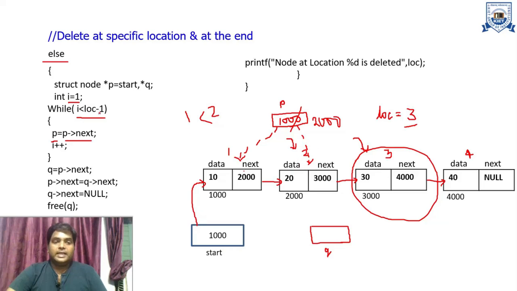Now again we check. The value of i will be increased. Now i is equal to 2. So 2 is less than 2? No, the condition is false. So if the condition is false, then this while loop terminates. Now we will move towards the next one, that is q = p->next. Now p is currently pointing to this particular node. What is the value of p->next? The value of p->next is 3000. Now q is equal to 3000. So q is pointing over here and p is pointing over here currently. It's clear? So p is pointing to this node and q is pointing to this particular node.